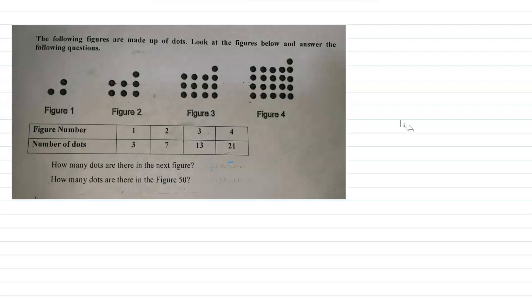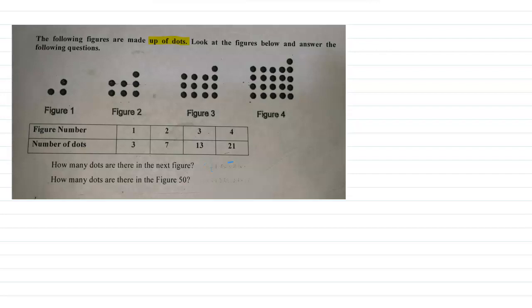In this video we are going to solve this problem. So let's start. The problem says the following figures are made up of dots. Look at the figures below and answer the following questions. So we have some figures, it is a pattern, and we have some dots arranged in a particular fashion. We have been given a table and we have been asked two questions.